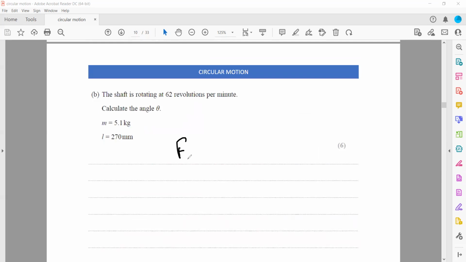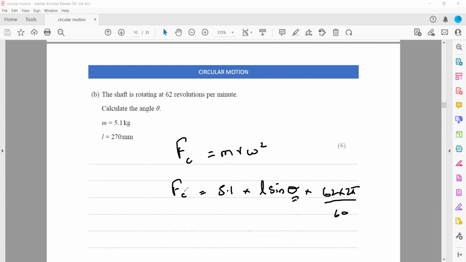The formula for centripetal force is mr omega squared. M is the mass, which is 5.1. What about R? It is equal to L sine theta. And what about omega? Omega is equal to 62 multiplied by 2 pi divided by 60. Still, theta is unknown, L is known, theta is unknown. So we will not be able to solve.